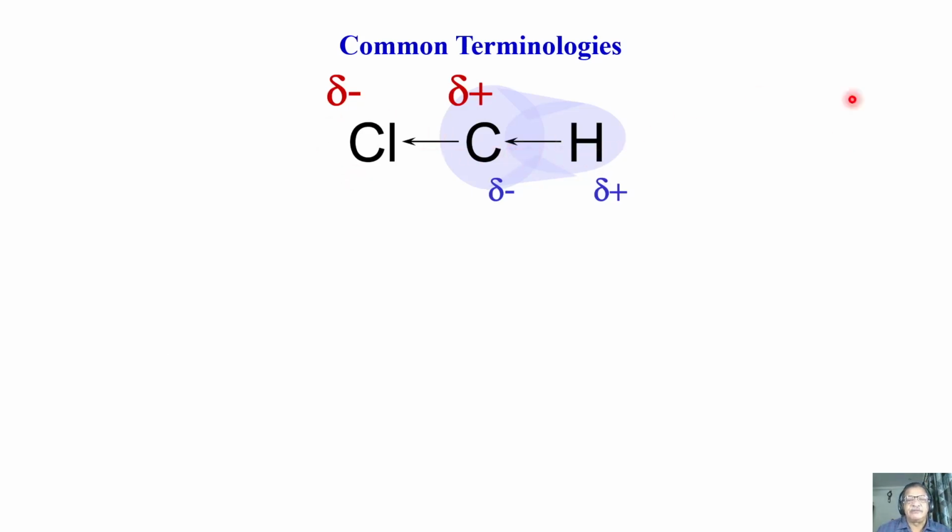Cl-CH. It is a bond. Let us say a CH bond is there, where chlorine is attached to the carbon. We all know the bond polarity. We can write this as delta minus and this is delta plus. The chlorine, being electronegative, is going to withdraw charge from this carbon. It withdraws electrons.